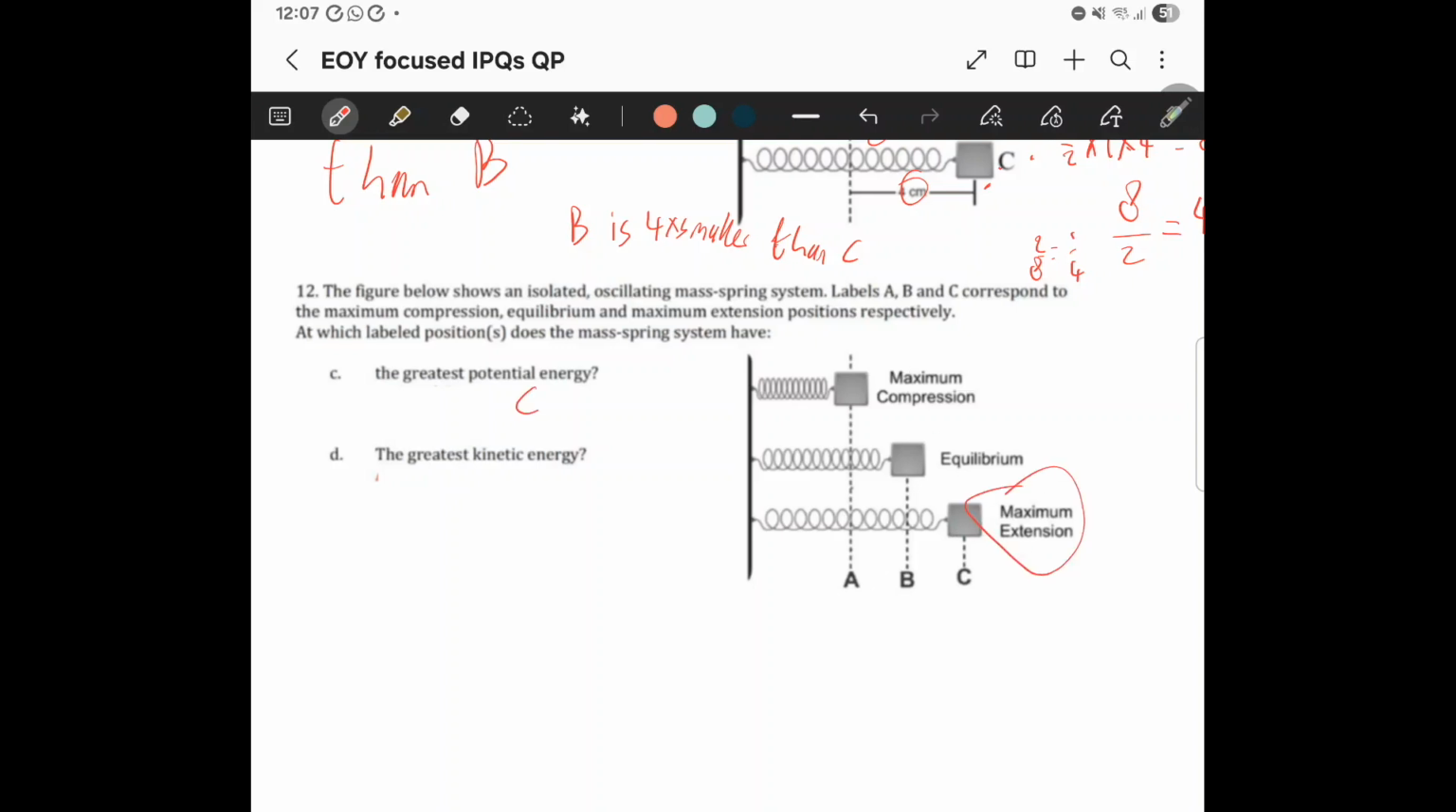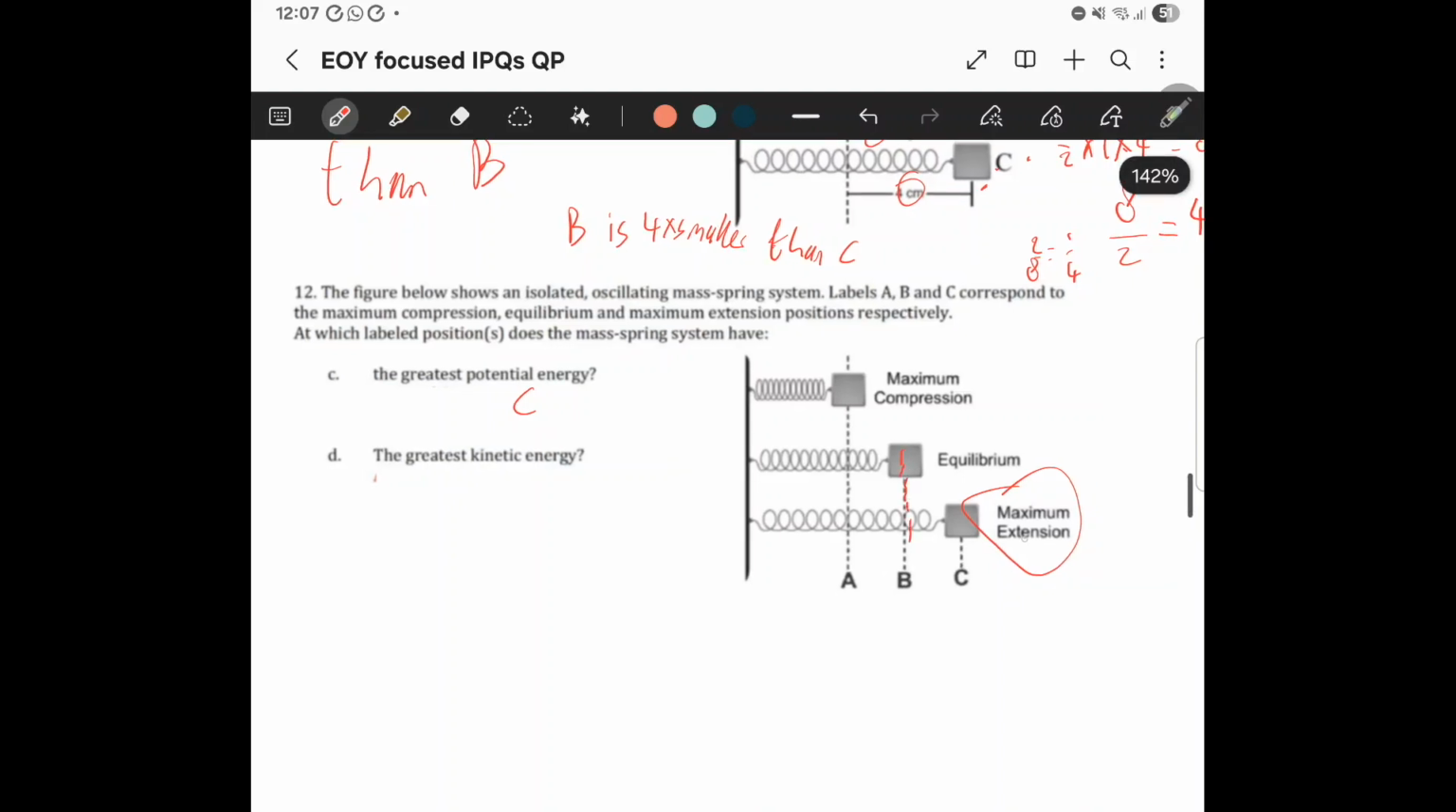The greatest kinetic energy. Well, actually, I've noticed that this is equilibrium here. So not only C, A as well. C and A, because this is maximum to the left, this is maximum to the right. Both are the same. So I will take that as the answer.